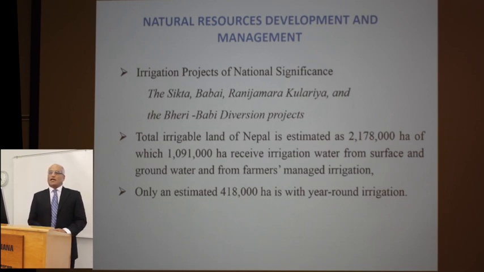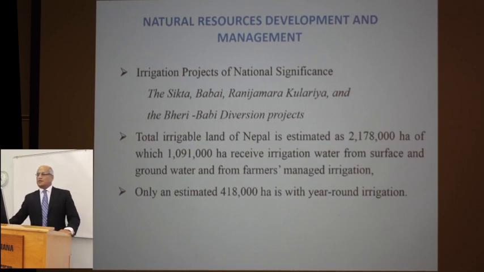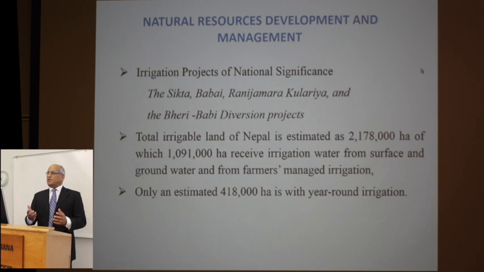The success of the agricultural sector depends very heavily on the natural resource sector. For example, irrigation is one of the major components of agricultural development, and in Nepal, out of potentially 2 million hectares of irrigable land, only less than 500,000 hectares have year-round irrigation facility.